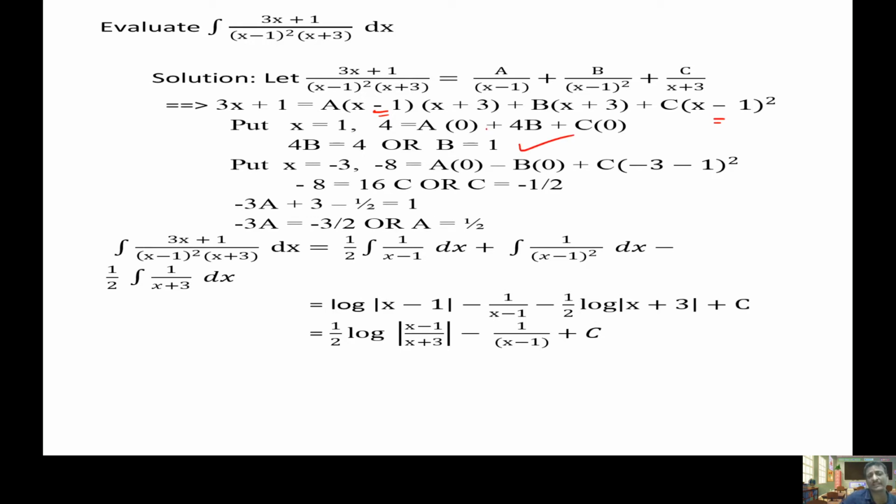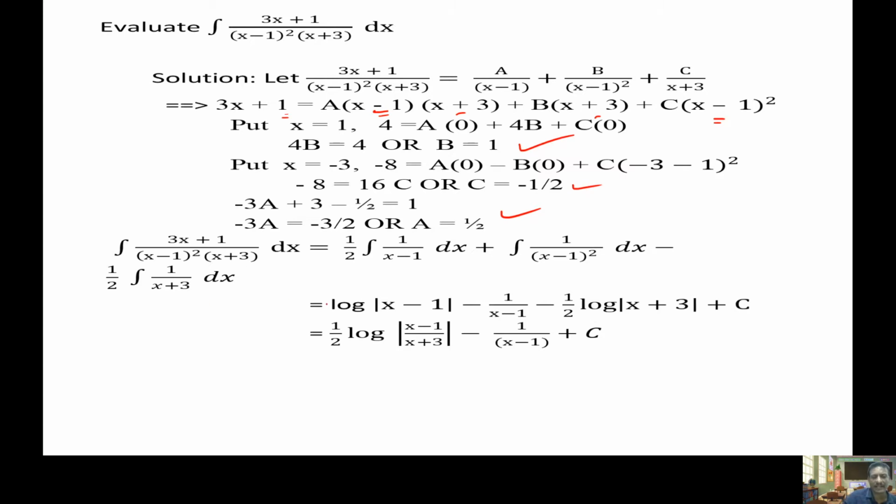If you put x is equal to minus 3, this term will be 0, this term will be 0. You are getting C value. Now equating the coefficient of the constant term. Here 1, here minus 3, here 3, here plus 1. So you are getting A is equal to 1 by 2. So half into integral dx by (x minus 1) plus dx by (x minus 1) the whole squared, minus half into 1 by (x plus 3).